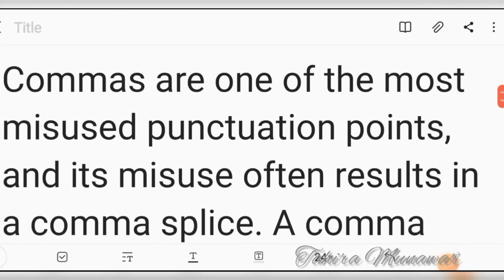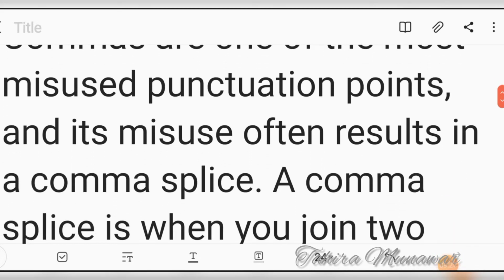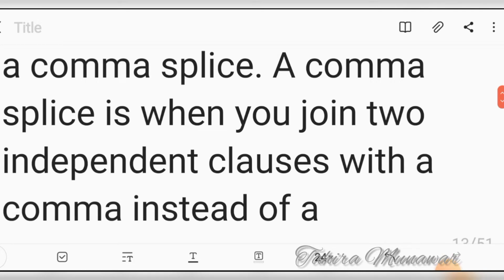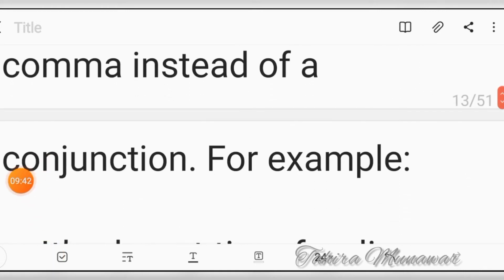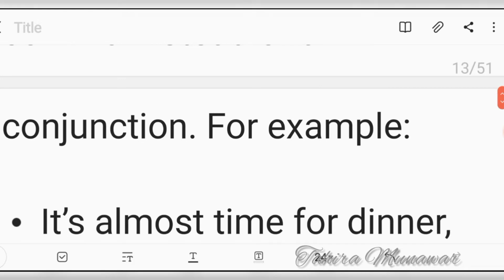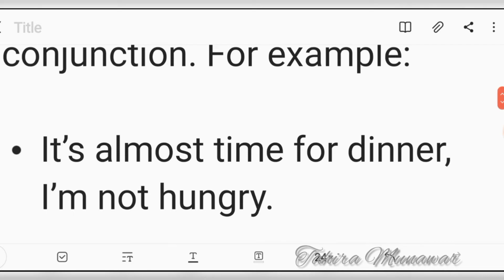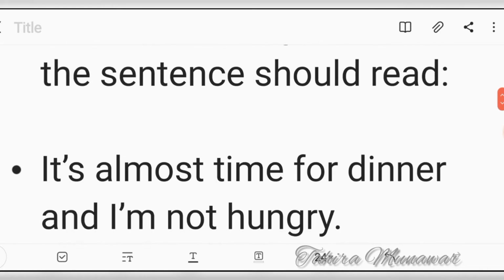Commas are one of the most misused punctuation points. Sometimes we use it in the wrong place. That is called comma splices. A comma splice is when you join two independent clauses with a comma instead of a conjunction. For example, when you want to separate two different clauses in a compound or complex sentence, you will have to use a conjunction instead of a comma. When you should use a conjunction but use a comma, it is called a comma splice, right?